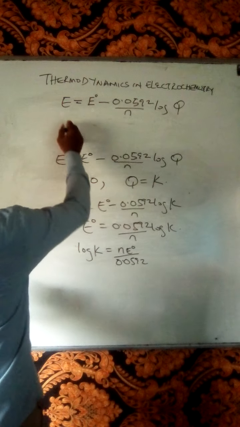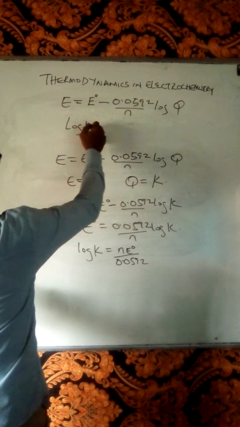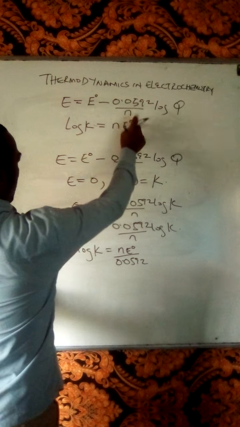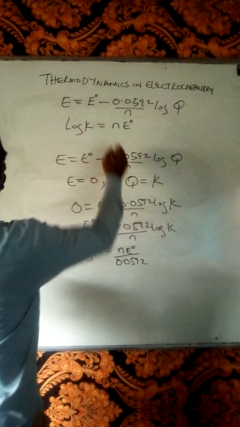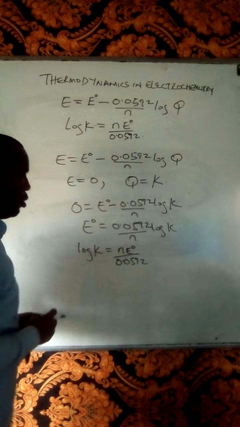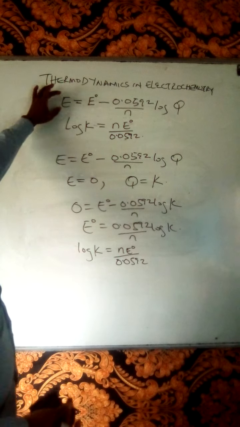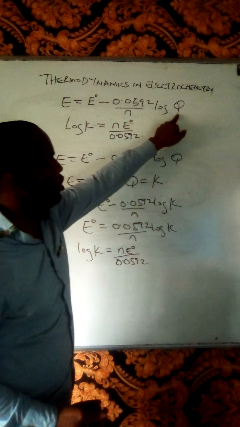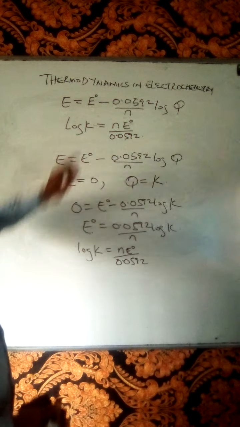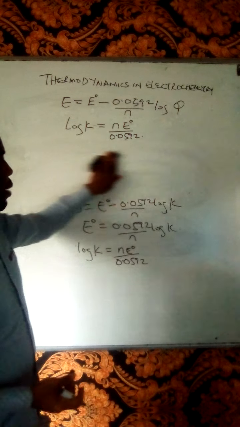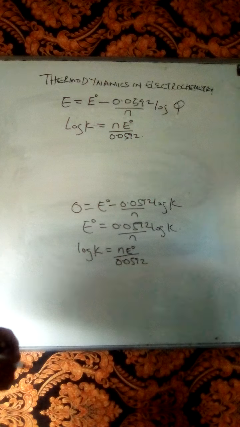Then at equilibrium we have log K equal to n times the cell potential at standard state all over 0.0592. Equilibrium is reached when the cell potential at ordinary state becomes 0 and then the reaction quotient Q becomes equal to K, which is the equilibrium constant. Now we're going to take examples to see how we can illustrate the Nernst equation.